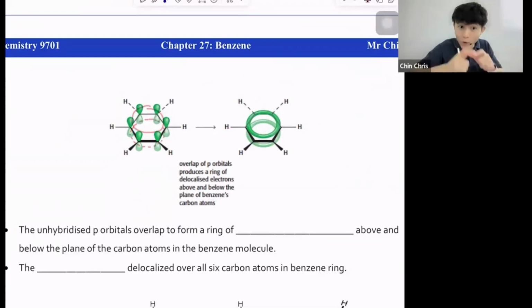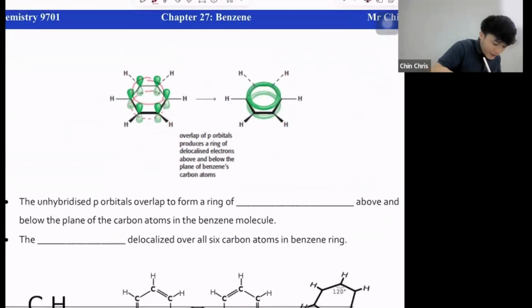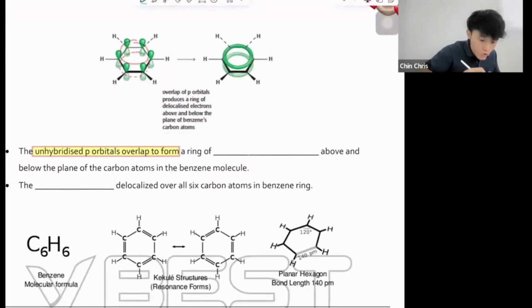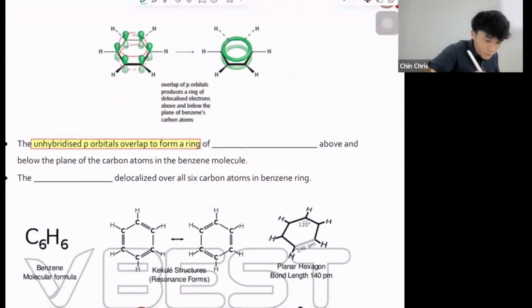They overlap with one another, forming a delocalized pi ring system. Highlight this unhybridized p orbital. They overlap together to form a ring of delocalized pi ring system.